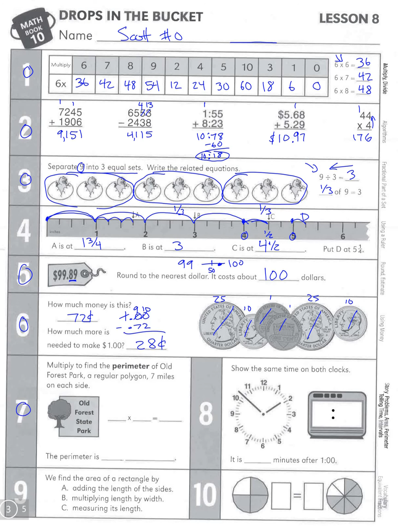Number 7, multiply to find the perimeter. So that's the distance around, right? So if we started here and we were to go all the way around back to where we started, that's the perimeter. So the perimeter of Old Forest Park. And this is actually a map of Old Forest Park. And it says it's a regular polygon. Remember, regular polygon means a shape that all the sides are straight. And regular means that they're all the same length. So it has 7 miles on each side.